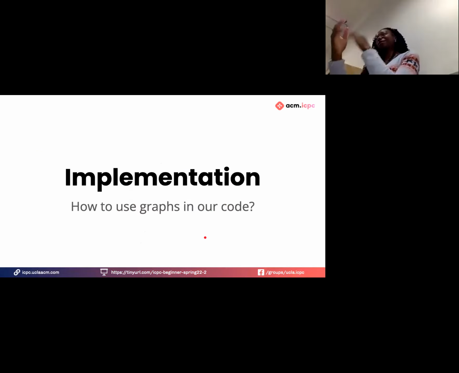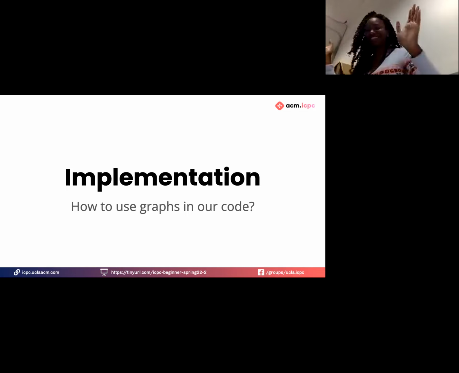Awesome. So now that we've formalized what graphs are, oh, do you have any questions, by the way? Sorry, about any of that? Cool, cool. Just checking. Cool.